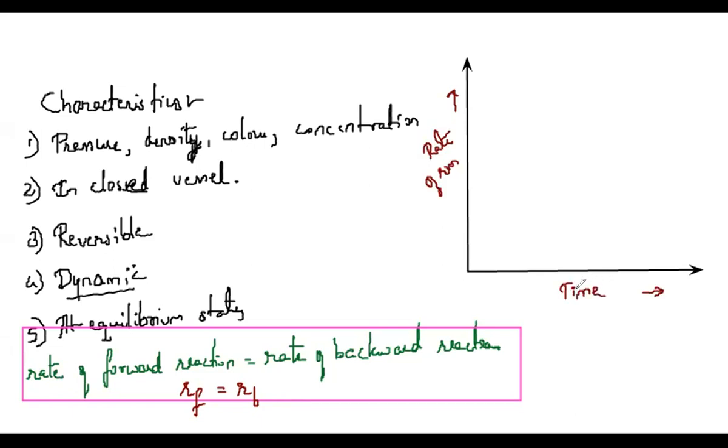So in the beginning, since the concentration of reactants is more, here will be the concentration of reactant, correct? And here I will show the concentration of product. This is concentration of reactant, and this is concentration of product. Since the concentration of the reactant is more in the beginning, the rate of forward reaction will be more. So this is RF, rate of forward reaction. And the rate of backward reaction in the beginning will be zero, because the reaction has not started.